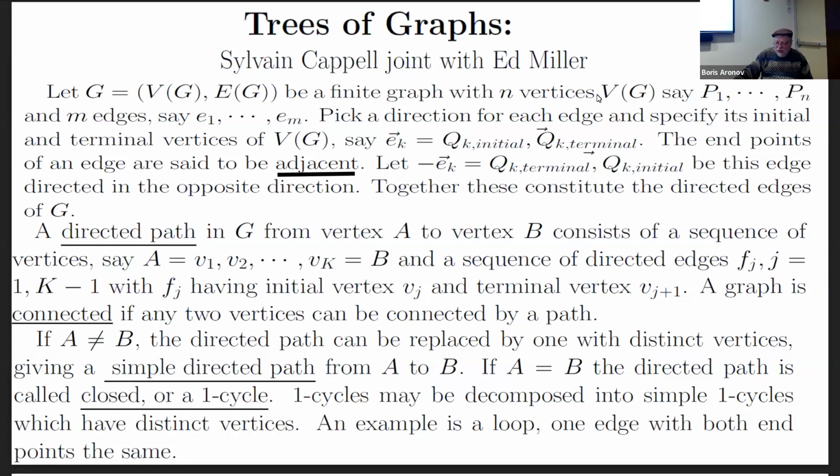If A equals B, the directed path is called closed, or a one cycle. So that means there's a loop coming all the way around. And one cycles can be decomposed geometrically into simple one cycles, which have distinct vertices. So that's like a little circle here and a little circle somewhere else, and so on. An example is a loop, one edge with both endpoints the same. That would be an example.